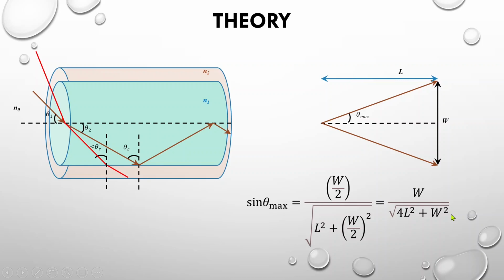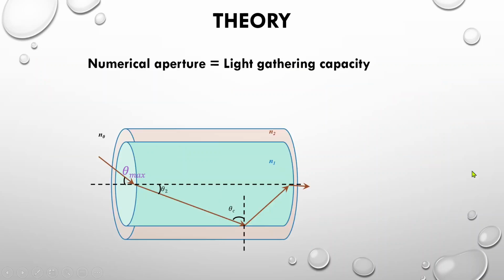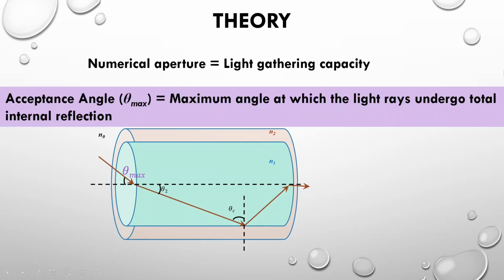Thus, the numerical aperture of an optical fiber is its light gathering capacity. Acceptance angle is the maximum angle at which the light rays undergo total internal reflection within the optical fiber to reach the other side. Here, the maximum of the incident angle theta max is the acceptance angle.